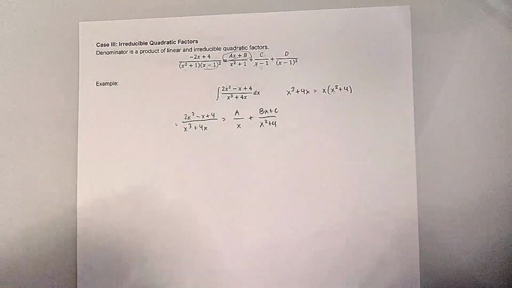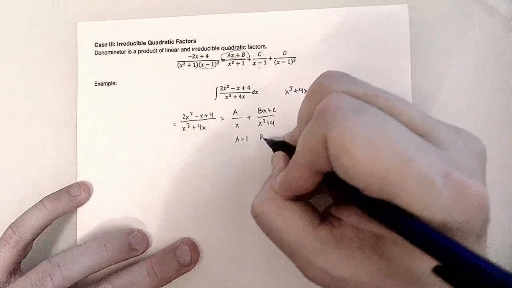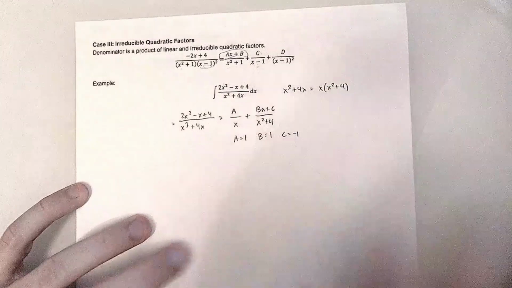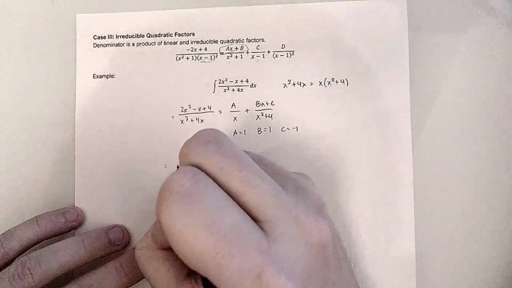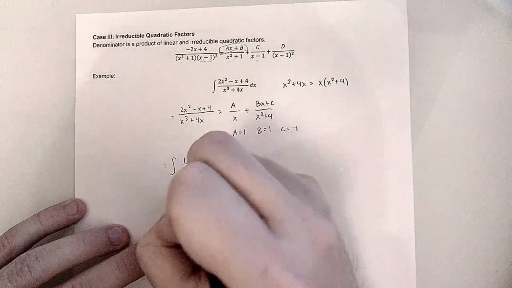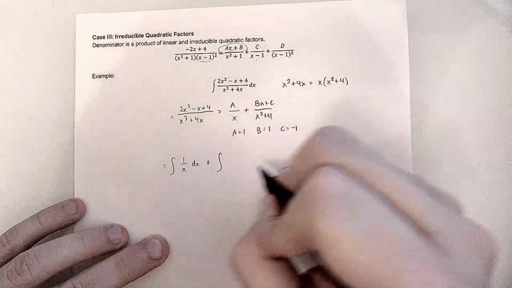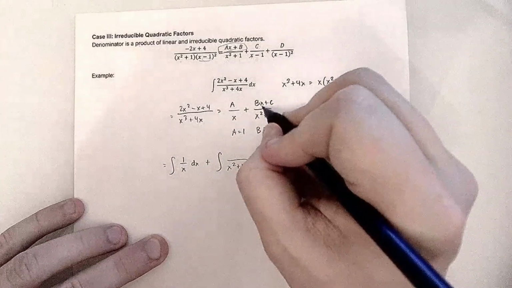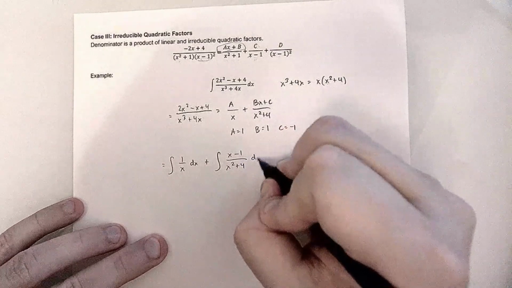So when you work through the algebra, once again, you're going to have a is equal to 1, b is equal to 1, and c is equal to negative 1. So the integral is going to work out to be the integral of 1 over x dx, plus the integral of, with the x squared plus 4 in the denominator, b is 1, so that's x. C is negative 1, that's minus 1 dx.